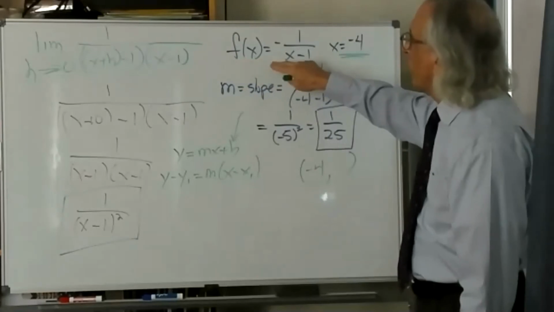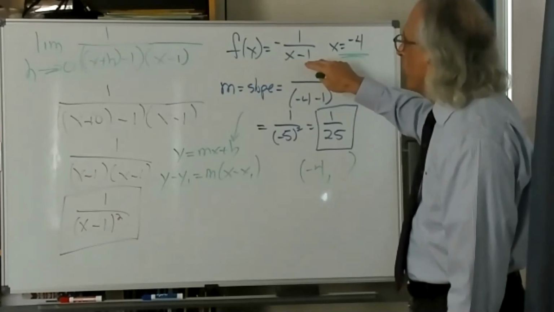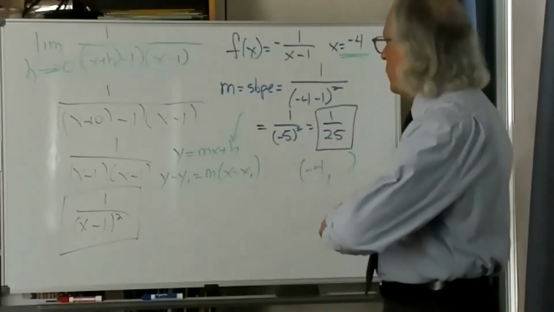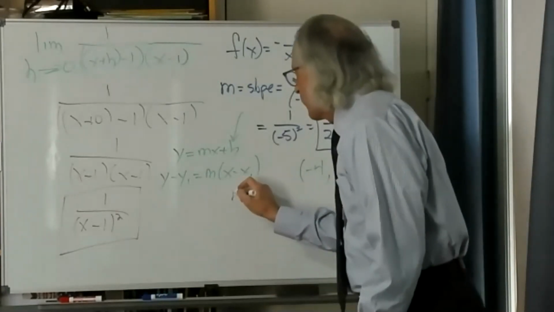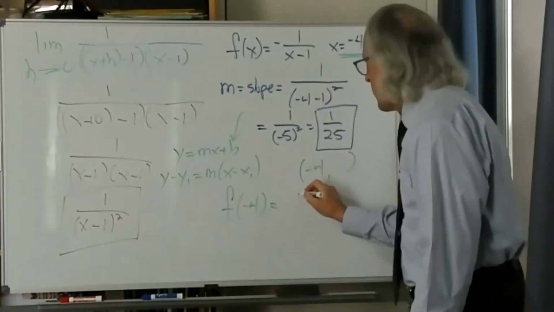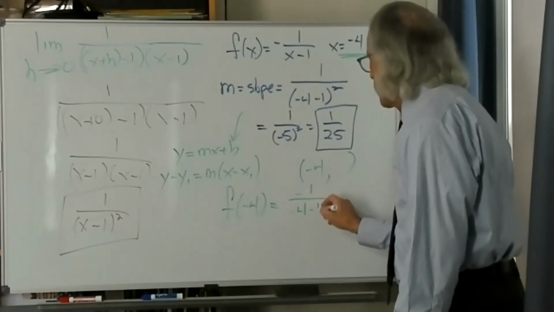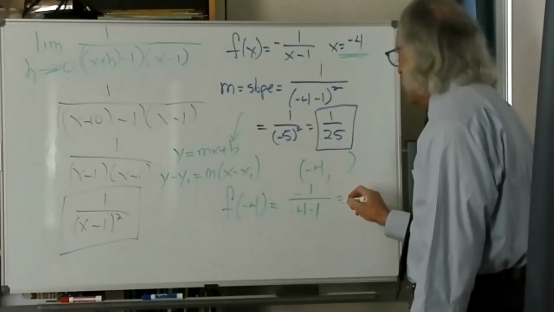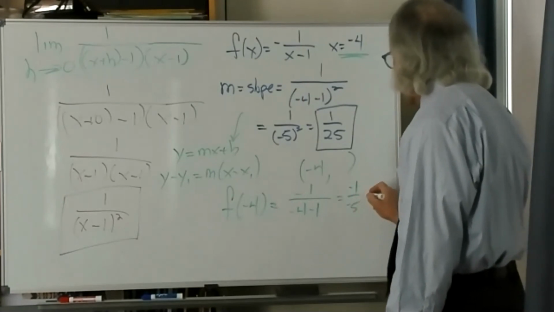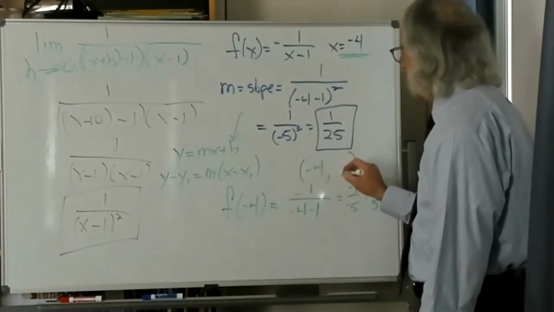So Isabella, this is my function. This is that graph that I just made. And if I want to find out what is the y value when x equals -4, then really what I want is to find out what is f of -4. And that would be -1 divided by -4 minus 1. So that's going to be -1/5... that's going to be +1/5.